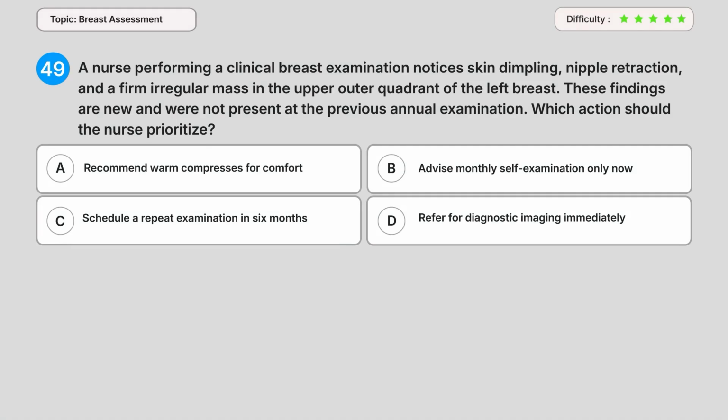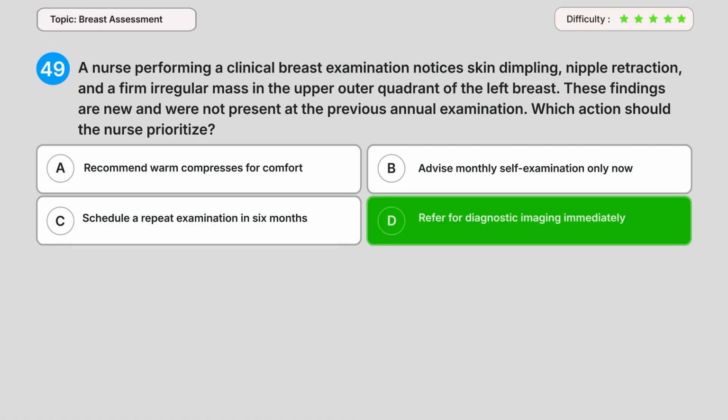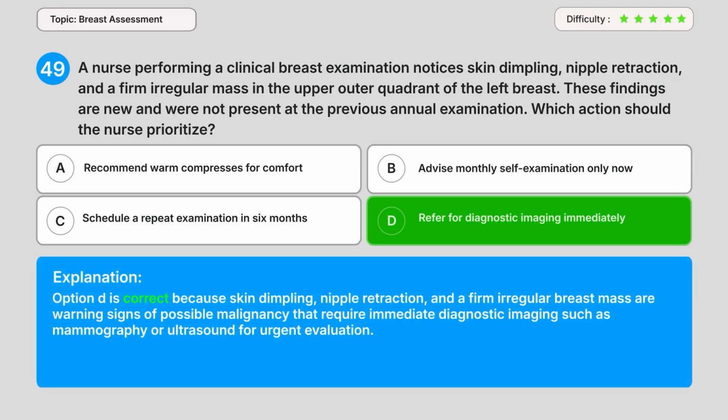Correct answer, D. Refer for diagnostic imaging immediately. Explanation. Option D is correct because skin dimpling, nipple retraction, and a firm irregular breast mass are warning signs of possible malignancy that require immediate diagnostic imaging, such as mammography or ultrasound for urgent evaluation.